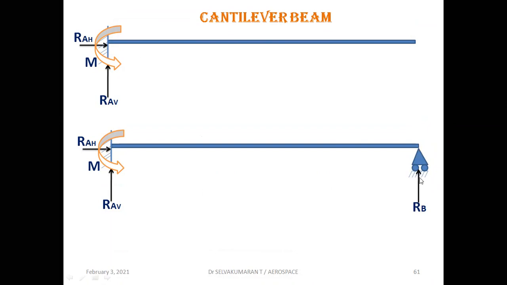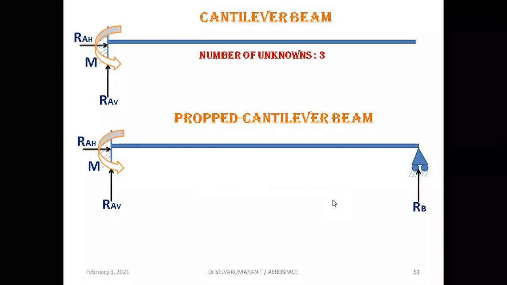Come over here, a cantilever, but the free end is supported by a roller support. If the free end is supported by a roller support, this is called a propped cantilever beam. So here 3 unknowns, here one more unknown, 4 unknowns. Now the static equilibrium equations are 3, but the number of unknowns is 4. So RA is greater than 3, which means it is referred to as a statically indeterminate beam.